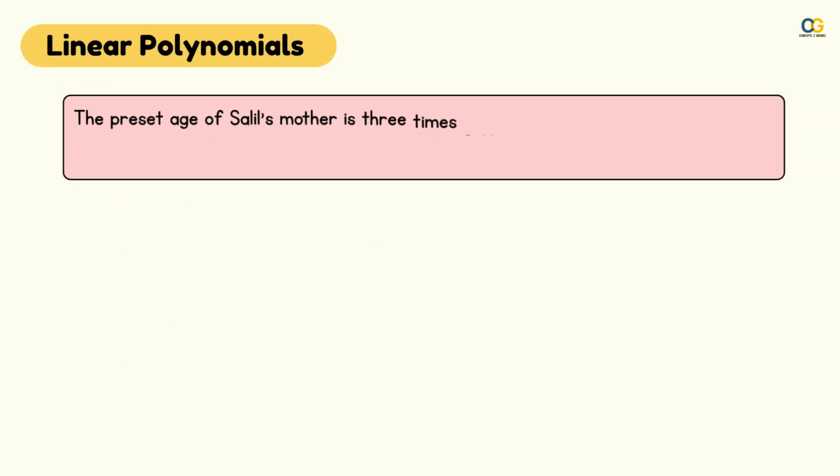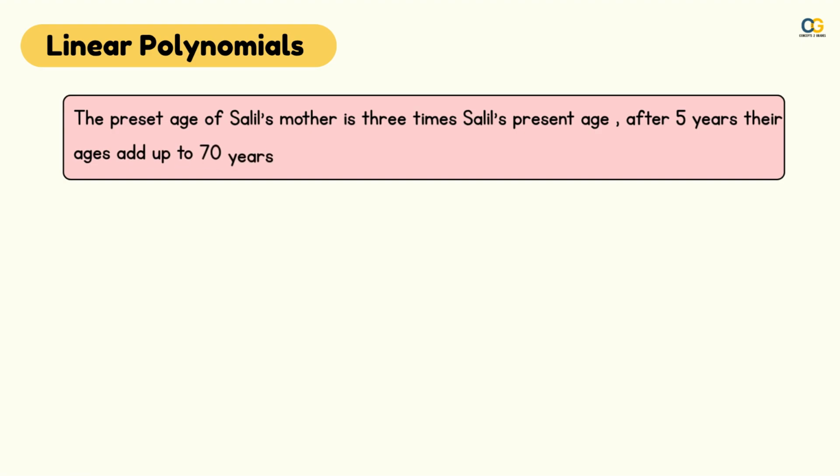Considering another example, the present age of Salil's mother is 3 times Salil's present age. After 5 years, their ages add up to 70 years. Find their present ages. So let us consider Salil's present age as x.